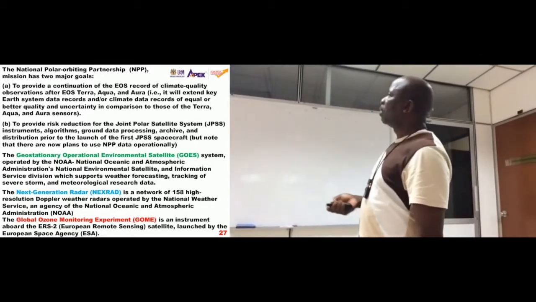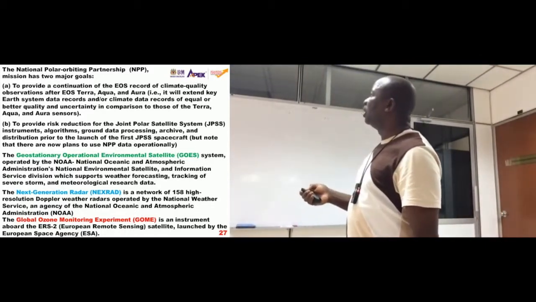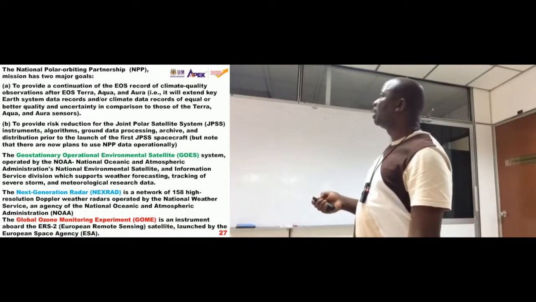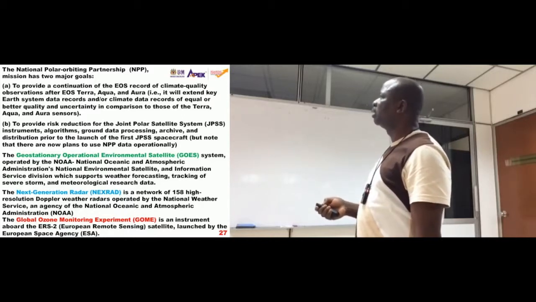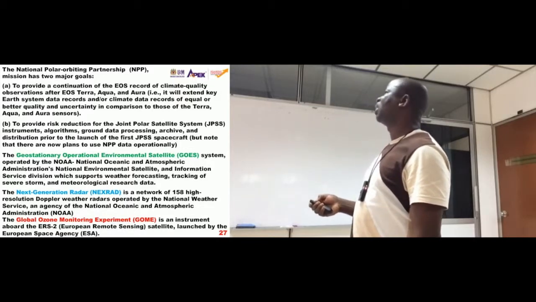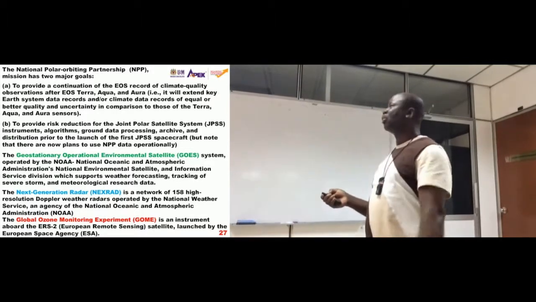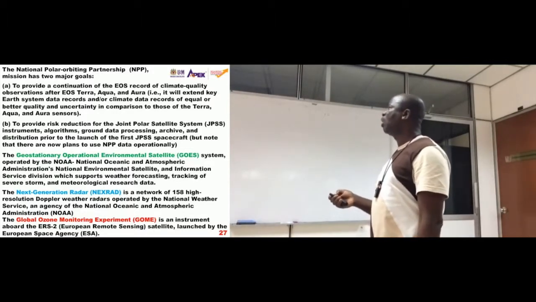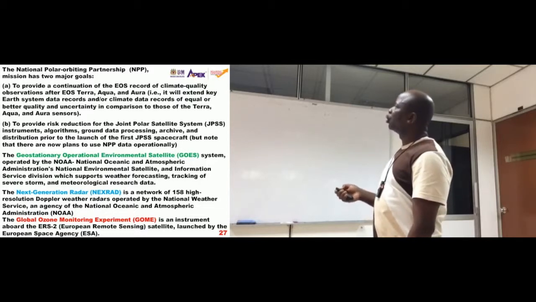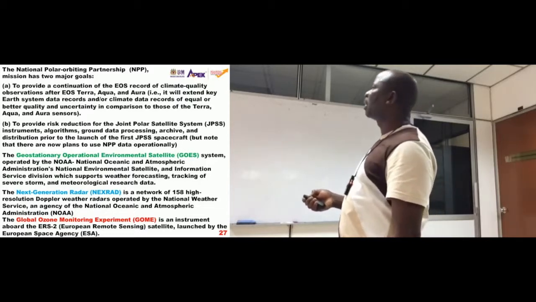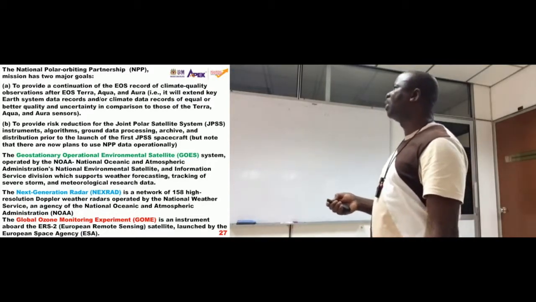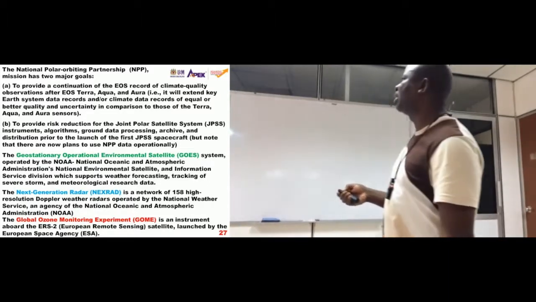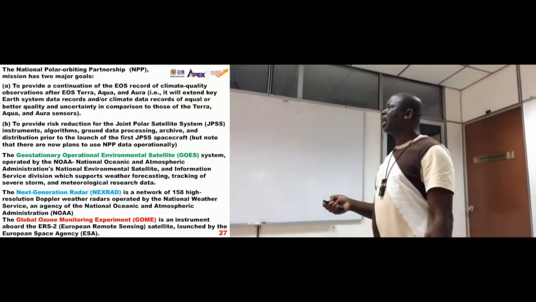Now, just to give you some information on the NPP. The NPP is to provide continuation of the Earth Observing System record of climate quality observations after the Earth Observing System Terra, which is the first one that was launched, followed by AQUA and AURA. It will extend key Earth system records and or climate data records of equal or better quality and uncertainty in comparison to those of the Terra, AQUA, and AURA sensors.